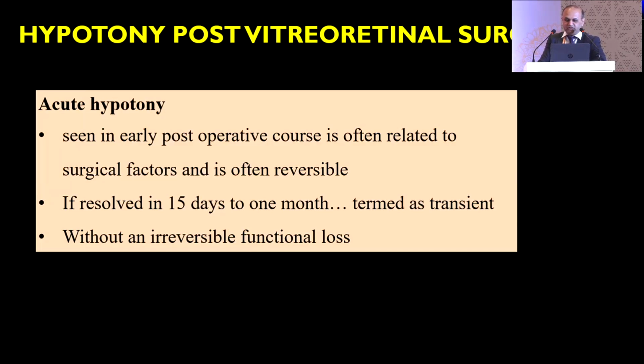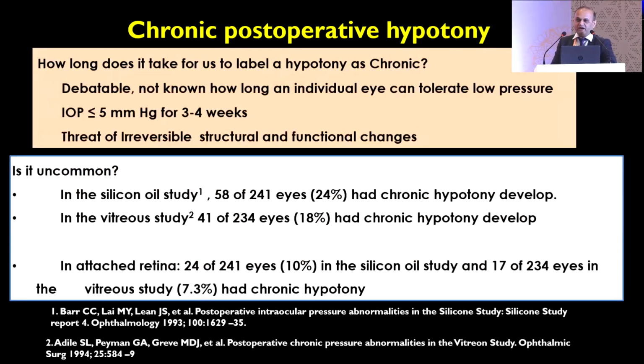Acute is usually seen immediately, early post-operative, and can be related to surgeon-related surgical factors. It is often reversible. If it resolves within 15 days to 1 month, it's termed transient, and it usually does not cause any irreversible functional loss. Now, when do we label a hypotony as chronic? There is no absolutely well-defined definition, but an IOP of less than 5 for more than 3 to 4 weeks is what we label as chronic hypotony.